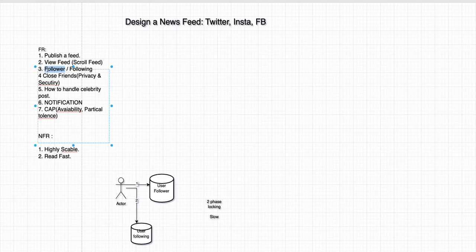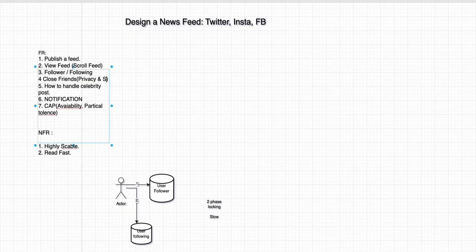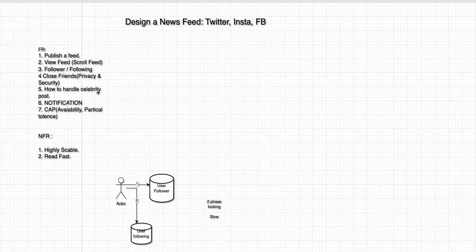How do we manage followers and following? That is the third thing. Fourth is a kind of add-on requirement, right? How do we handle close friends? Let's say on Instagram, we had that functionality where you can select a post that you want to show for a specific group of friends, right? Not open for all. So how do we handle that thing? That comes under privacy and security. So that is one thing that we're going to discuss.